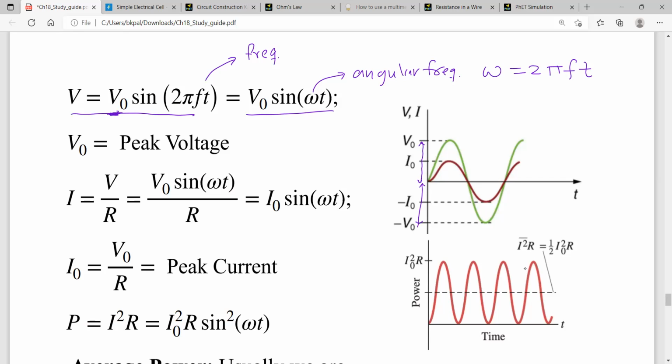Okay, so here the green curve is the voltage graph. You see that V0 is this one, either this one or this one. So V0 is the peak voltage and it is very similar to the amplitude in simple harmonic motion. Okay, now I want to know what is the current, the alternating current.